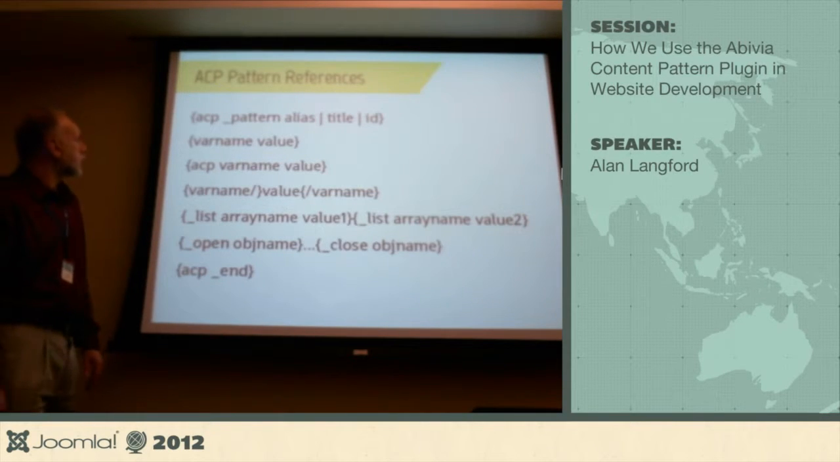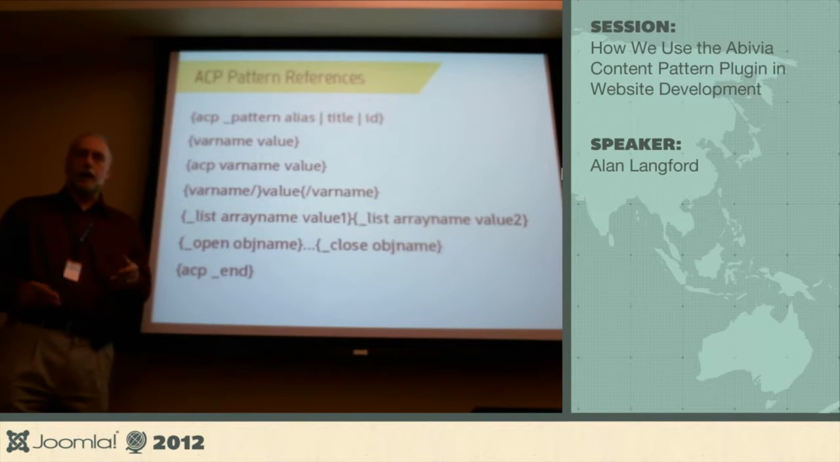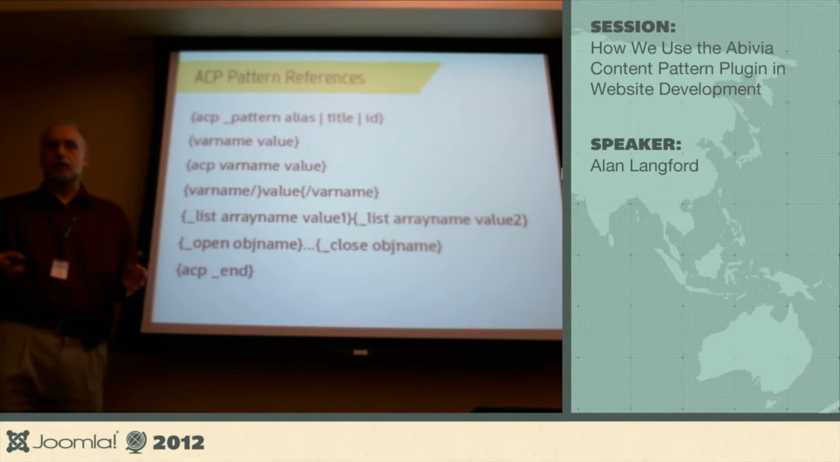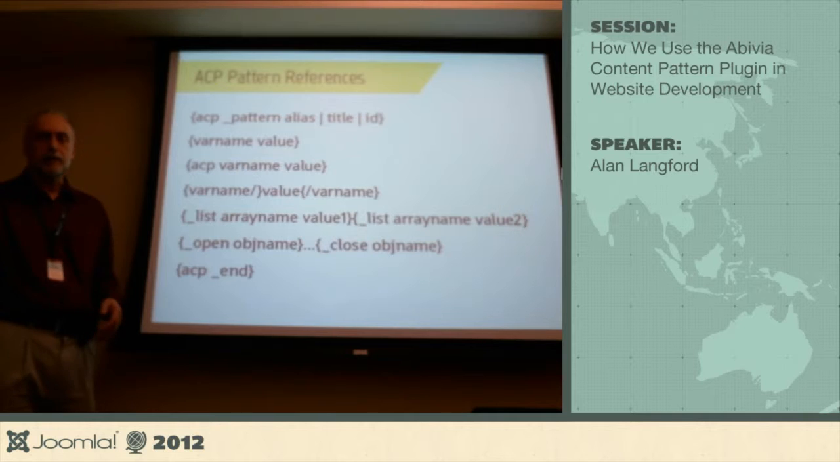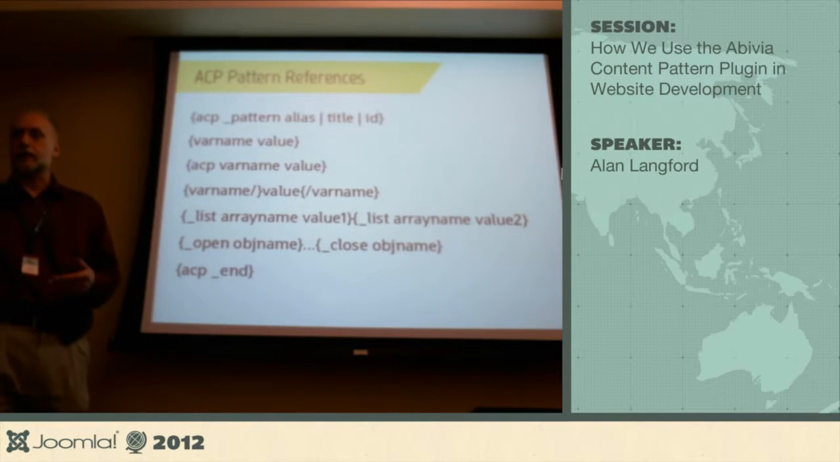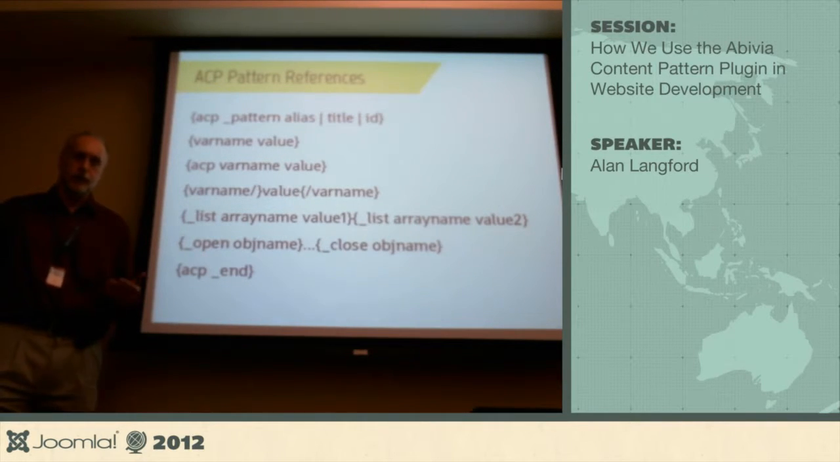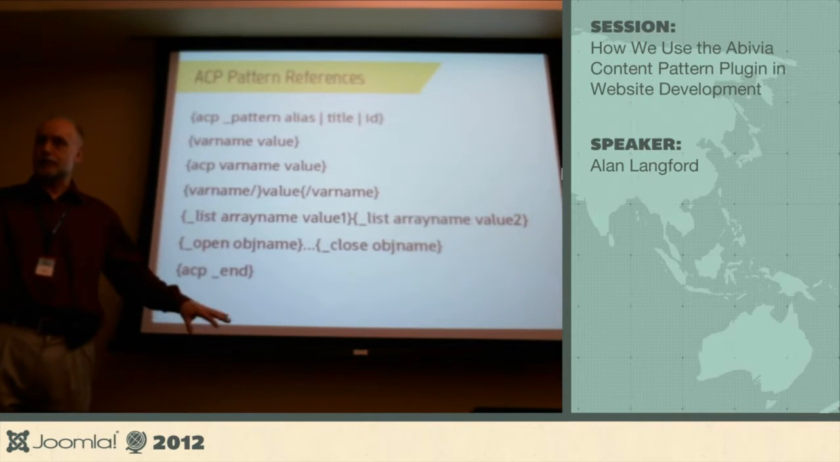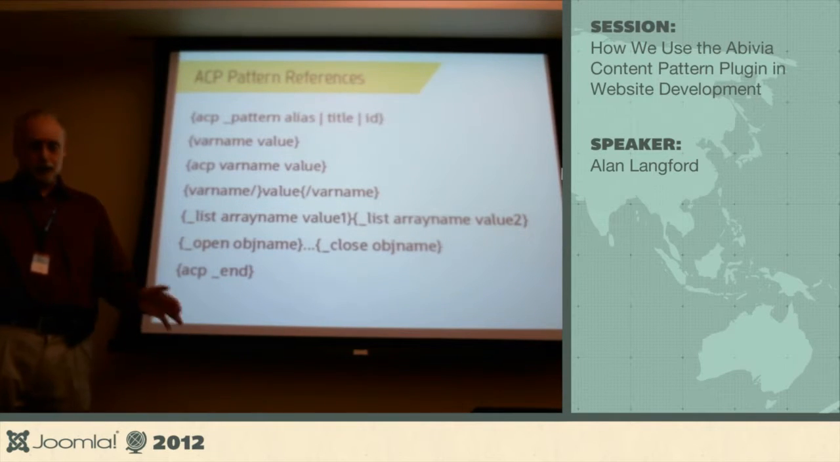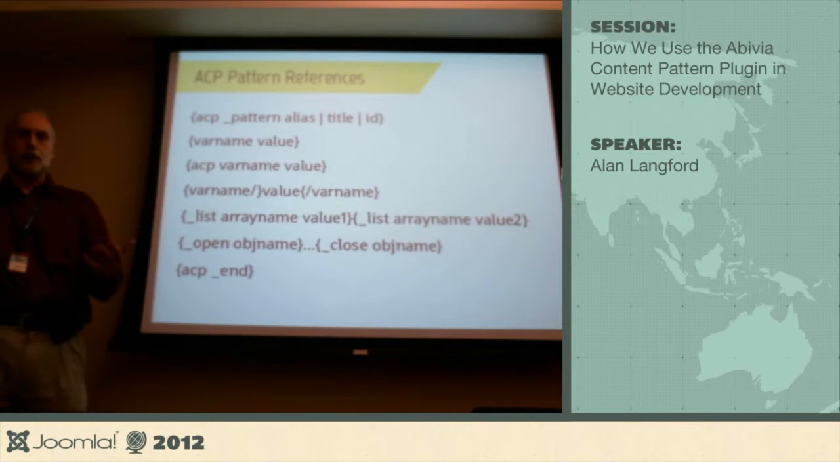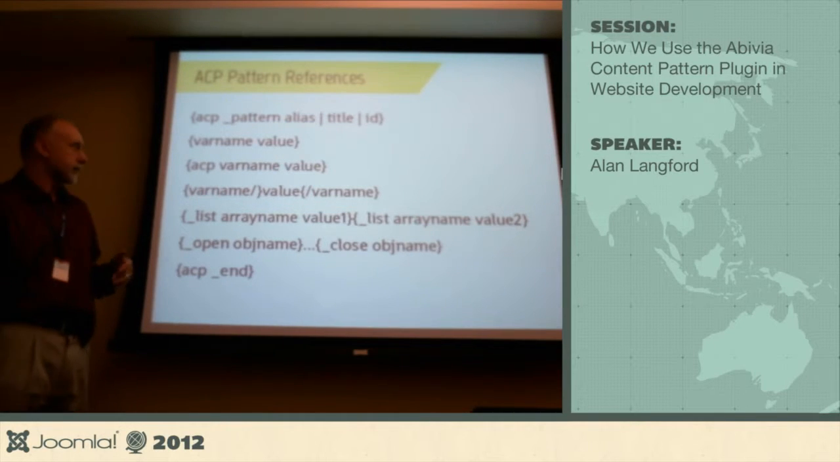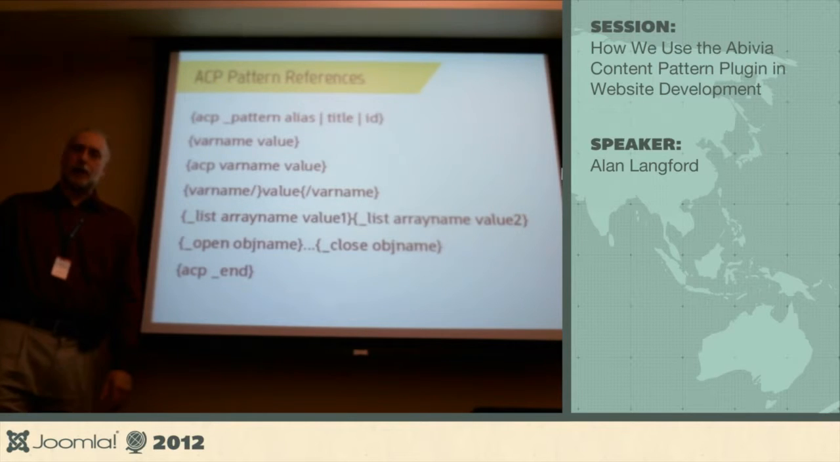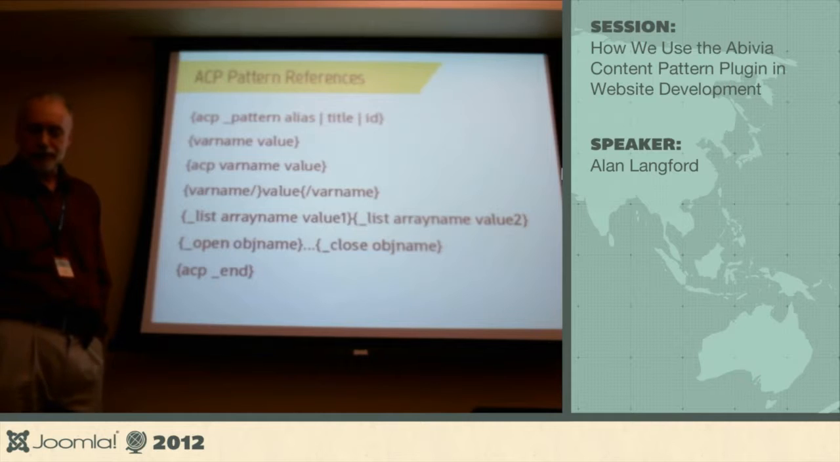So the pattern reference looks like this. The ACP underscore pattern, which we've seen before. You can reference an article by an article alias, by a title, or by an ID number. In the plugin parameters, you can specify a category from which these things are supposed to be taken. So I usually create a category, a system ACP patterns someplace, refer to that, and then that keeps me control over my namespace. So if somebody else has an article with the same alias as one of our patterns, it doesn't cause any problems for where to find it.